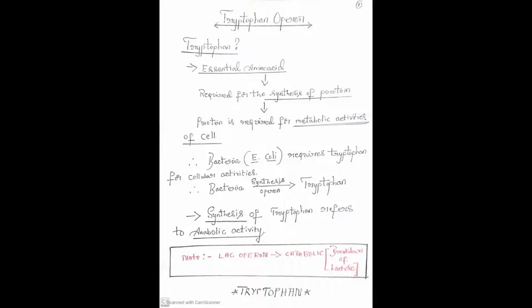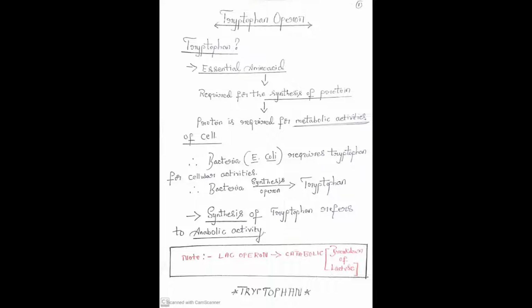Tryptophan is an essential amino acid. Amino acids are required for the synthesis of proteins, and proteins are required for cellular activities. So what is tryptophan? It is an essential amino acid. It is required for the synthesis of protein, and protein is required for the metabolic activities of the bacterial cell. So bacteria require tryptophan for their cellular activities.